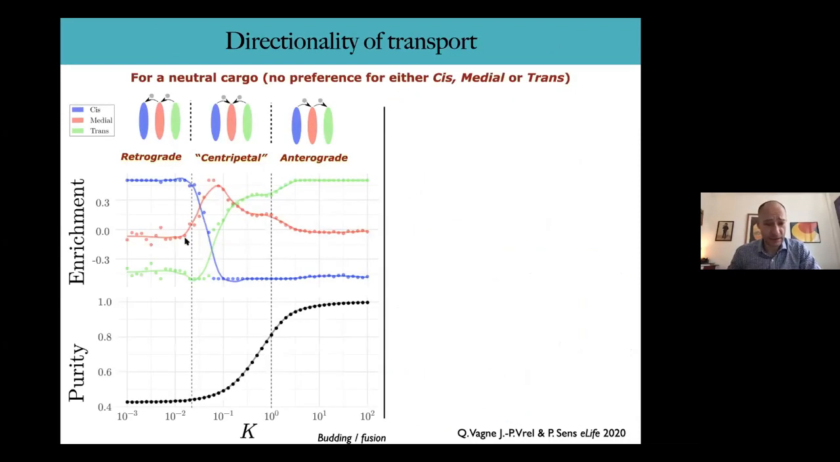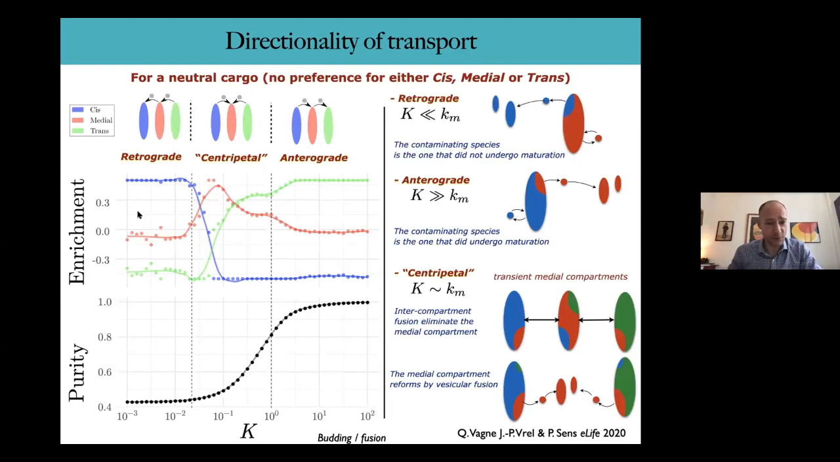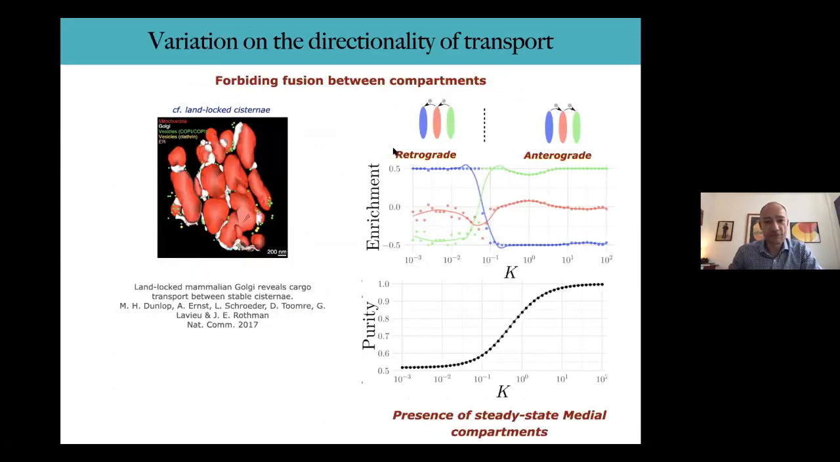If we do that in our model, where cisternae can fuse with one another, we get this sort of vesicular transport pattern: retrograde, anterograde, and centripetal in the center. Now, if you prevent cisternae from fusing with one another, which means that you will prevent the medial cisternae from disappearing, then you get something like this. You have basically an abrupt transition from retrograde to anterograde transport as you change the budding rate. But you don't change this purity idea. You change very little about the description of the problem, except that in the transition zone you don't have this centripetal flux. So I want to use this to argue that the spatial structure is not key. It is interesting and important, but not key.